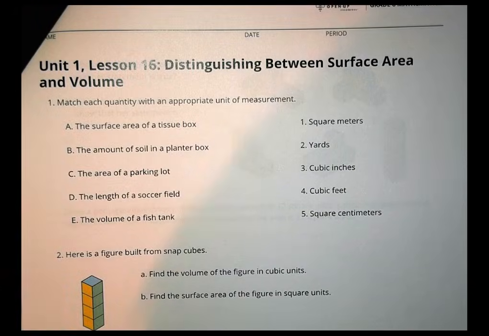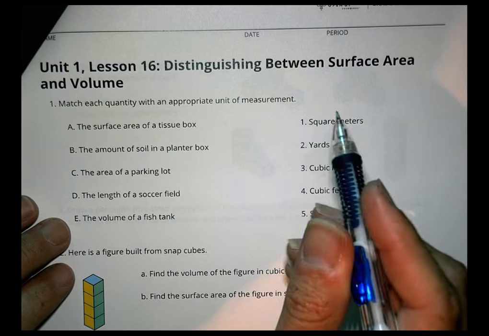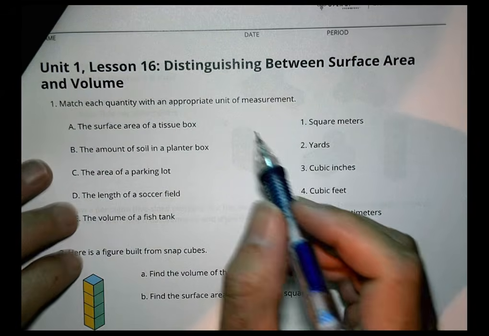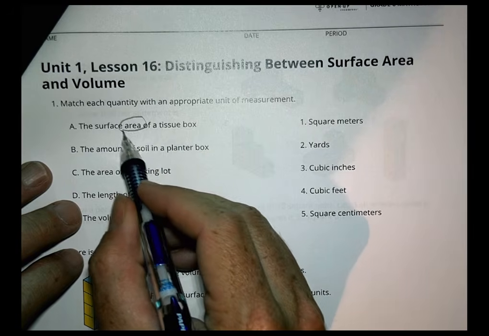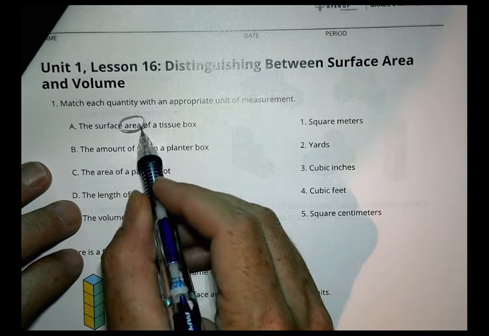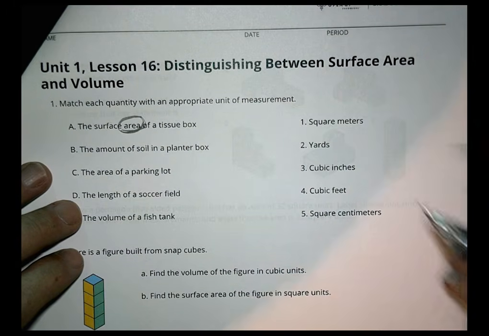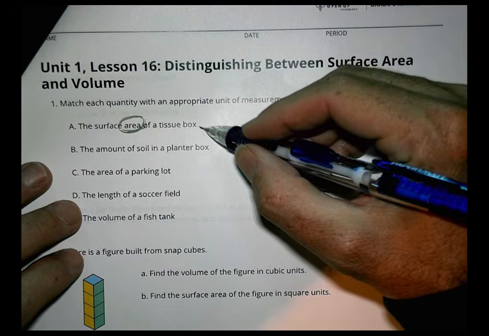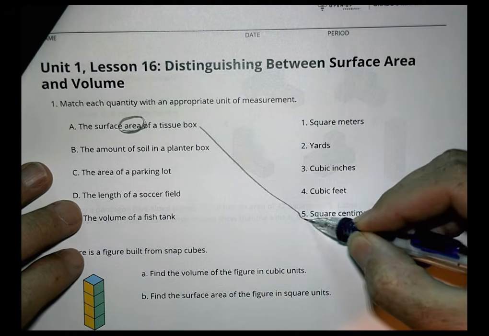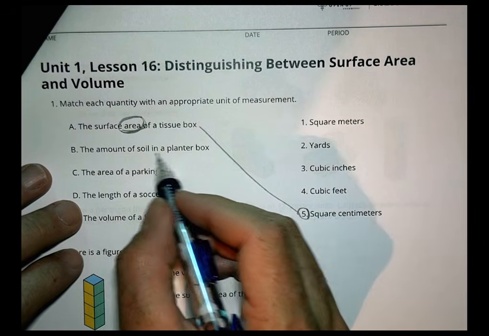Okay, for our homework for lesson 16, Math 6, Unit 1, match each quantity with an appropriate unit of measurement. Surface area of a tissue box. So with area, we're talking about something that is going to be a squared measurement. So my choices, I have square meters and square centimeters. A meter is quite large, so I'm going to go with square centimeters because that makes more sense for a tissue box.